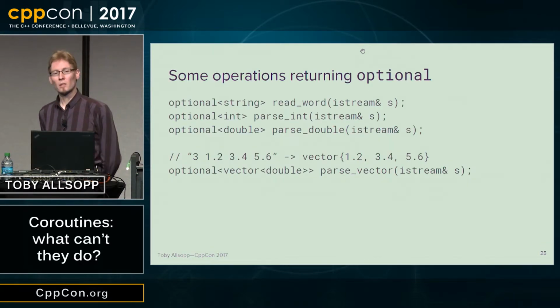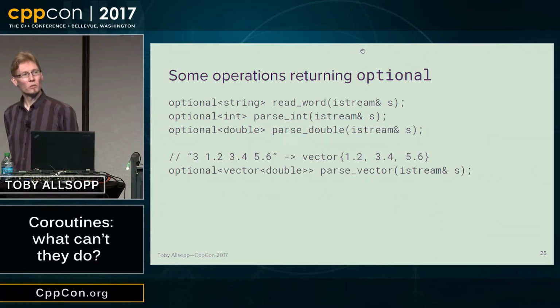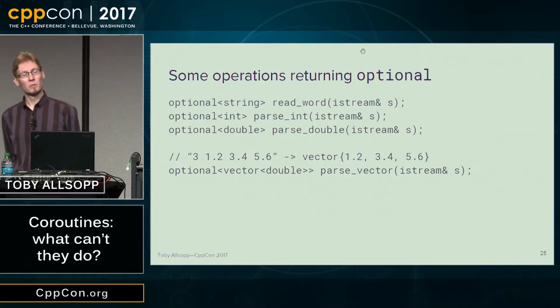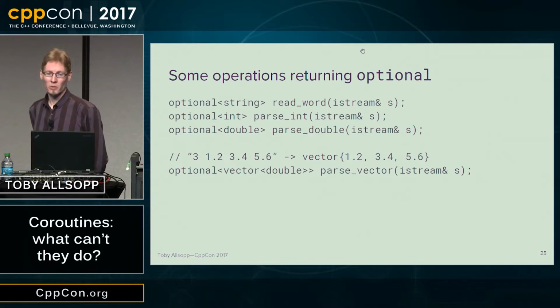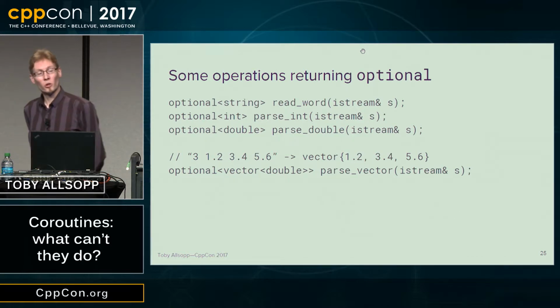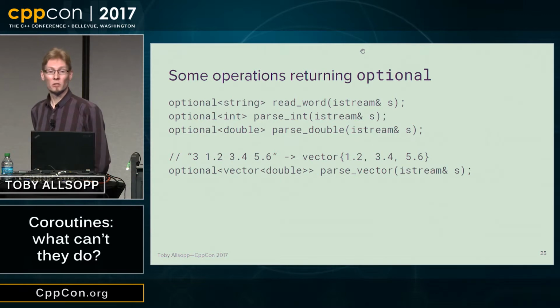So let's consider an example where we have some functions that return optional values. So say we're wanting to parse some values out of a stream. So we can read a word and it'll either return a string, which is the word, or an empty optional, which would be the case if there isn't a word in the stream.